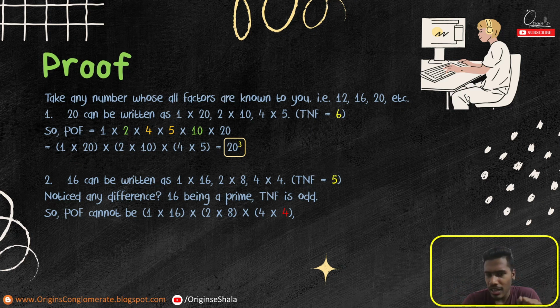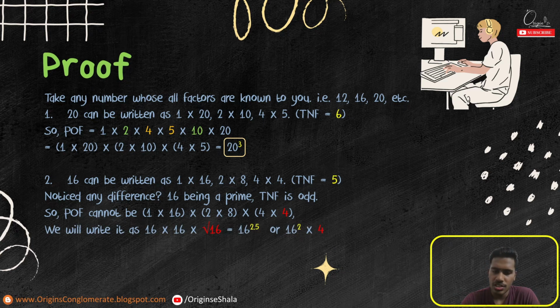So if I divide 5 by 2, I am getting 2.5. Or I can write it like 16 into 16 into root 16. Because in the product of factors, I cannot write 4 two times. My factors are 1, 16, 2, 8 and 4 just once. 4 has to be coming only once. That's why I have to write it like 16 into 16, that is 1 into 16, 2 into 8.